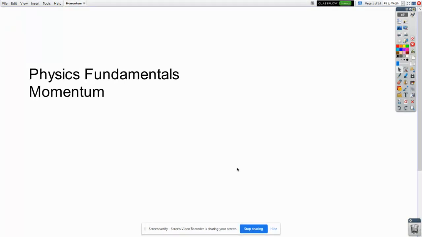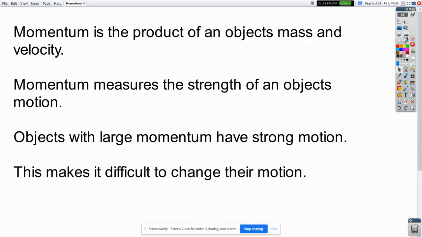All right, in this video, we'll take a look at momentum. Momentum is the product of an object's mass and velocity. What it measures is the strength of an object's motion. Objects with large momentums have strong motion, so in other words, it's difficult to change that motion. It's difficult to cause acceleration. If an object has a large amount of momentum, it's difficult to speed it up, slow it down, or turn it.